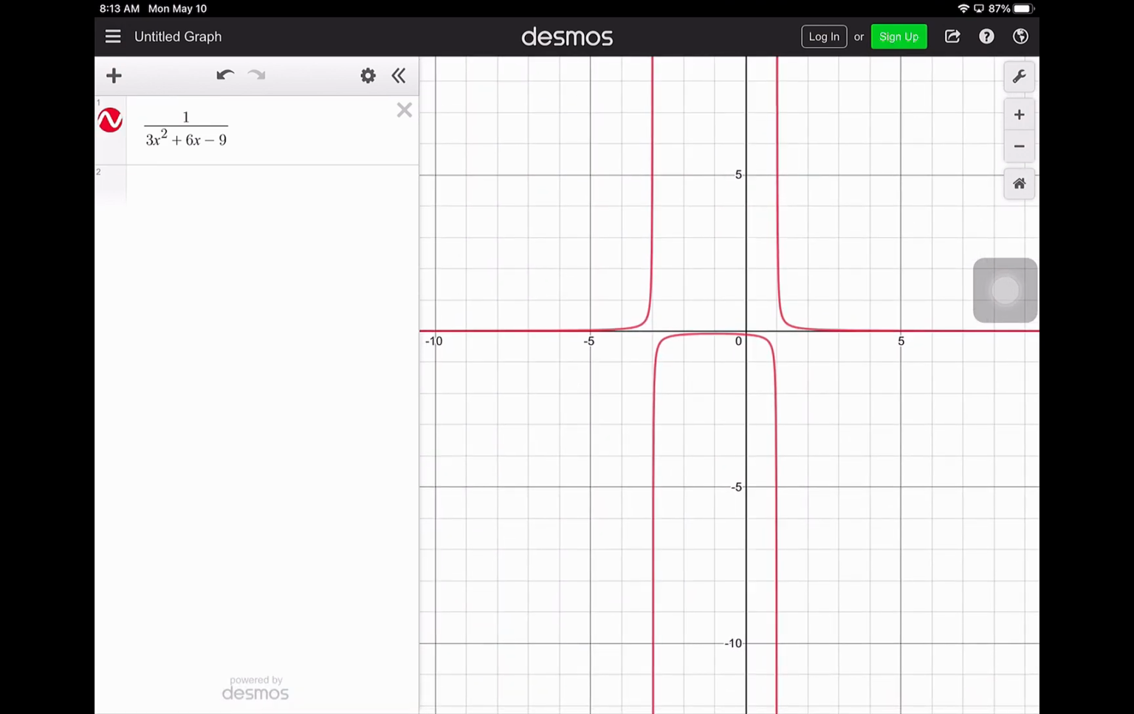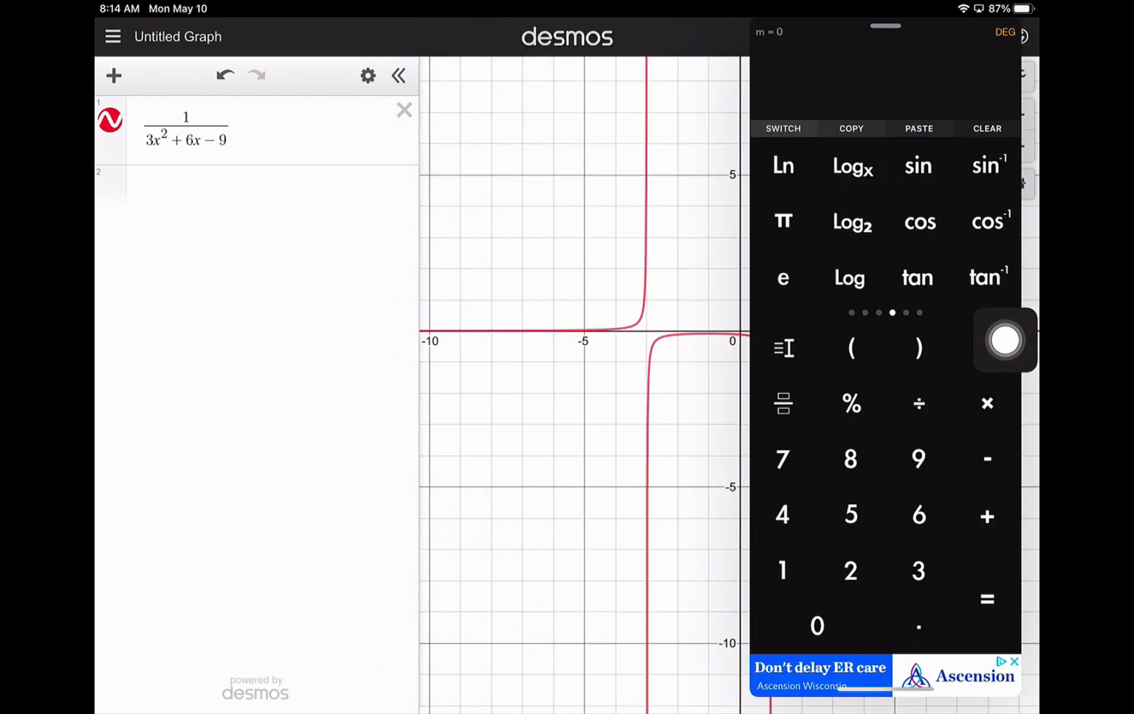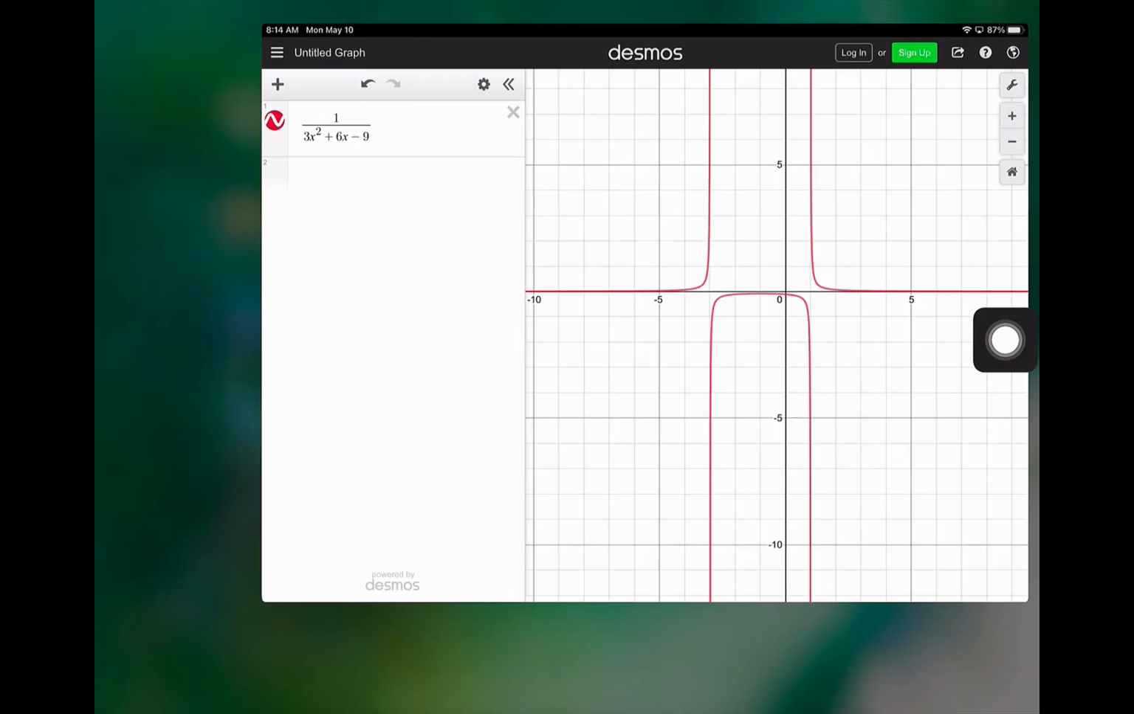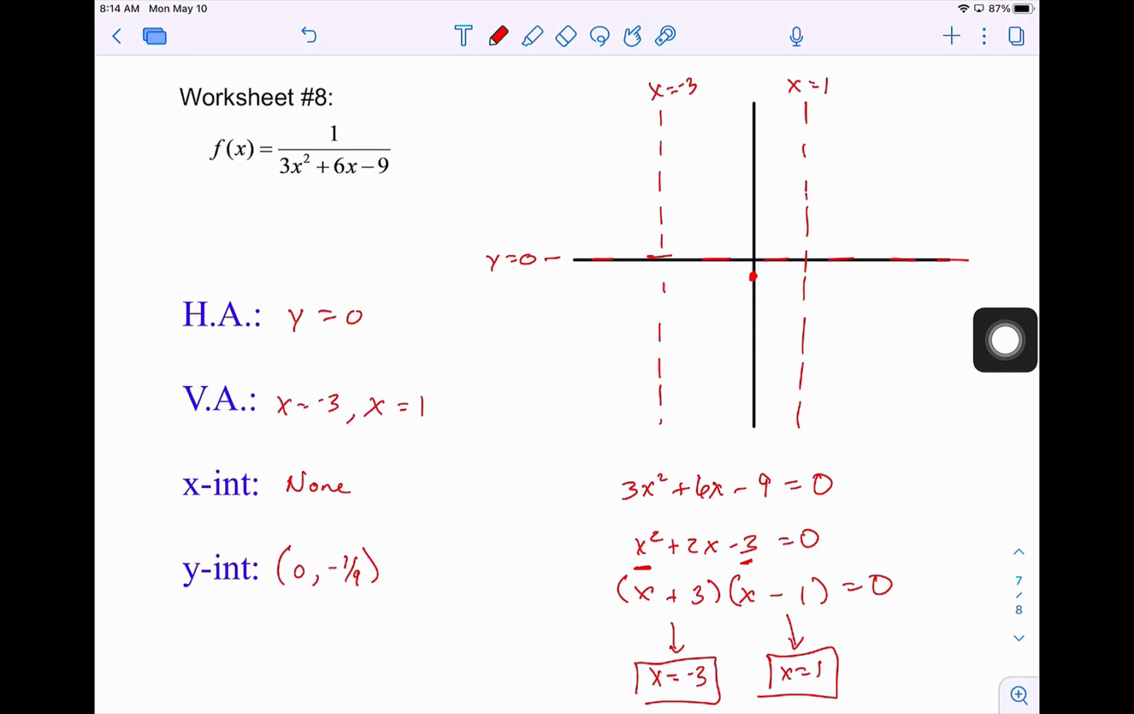Notice how, again, they alternate. You can see here's your vertical asymptote at x equals 1 that we talked about. Here's your other vertical asymptote at x equals negative 3 that we were talking about. Here's your horizontal asymptote at 0. And so you can always go through and check your answers that way. The graph, like I said, basically will look something like this.